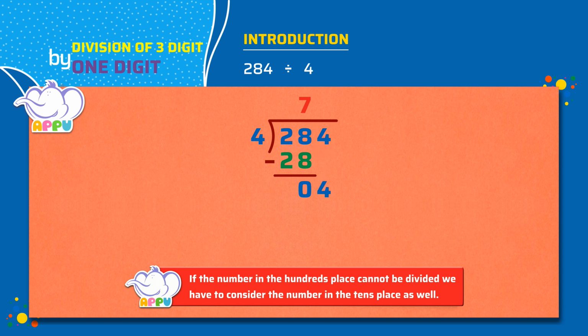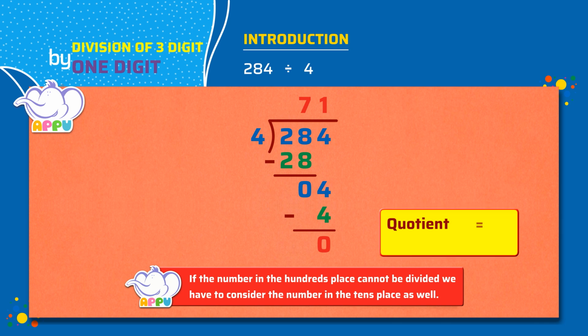We repeat the steps. We divide again. We figure out how many 4's does it take to make 4, which is 1. We multiply 4 and 1, we get 4. We subtract 4 from 4, we get 0. We stop division because 0 is less than 4. So 71 is the quotient and 0 is the remainder.